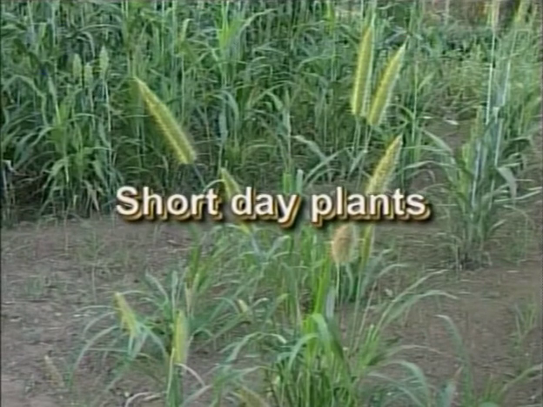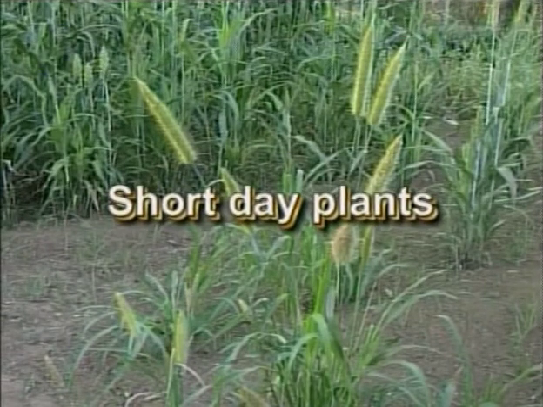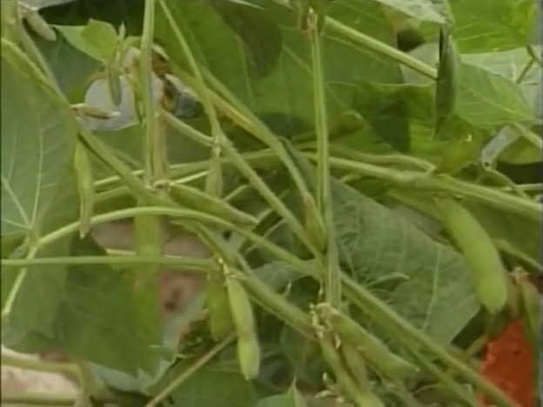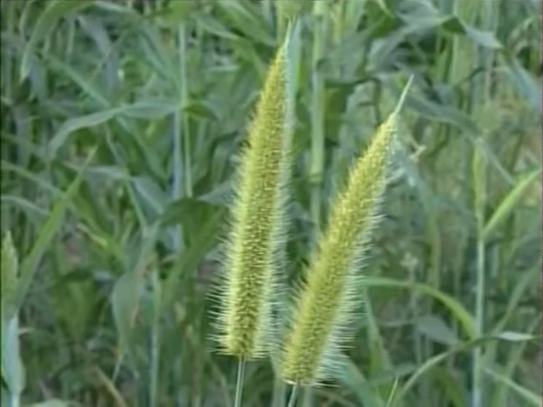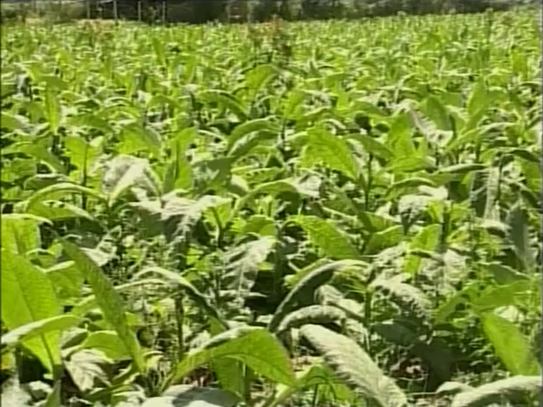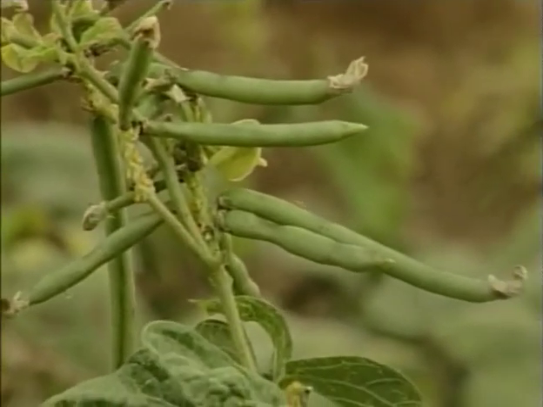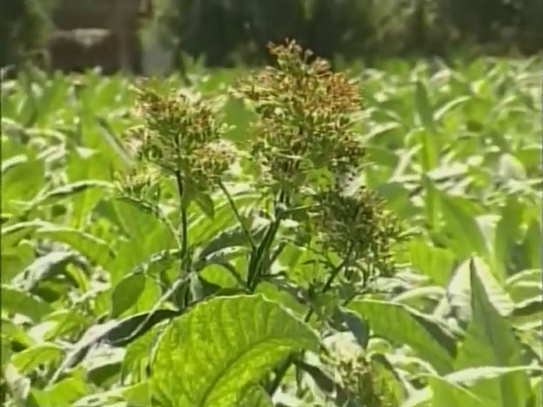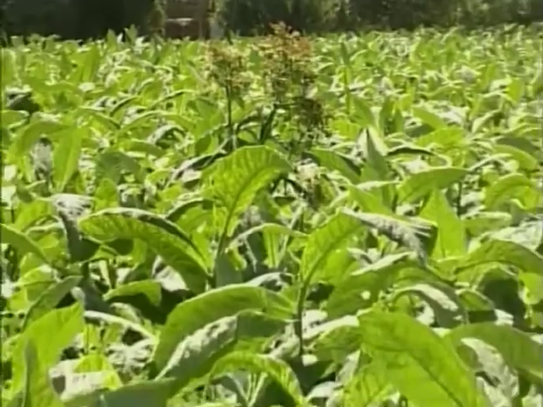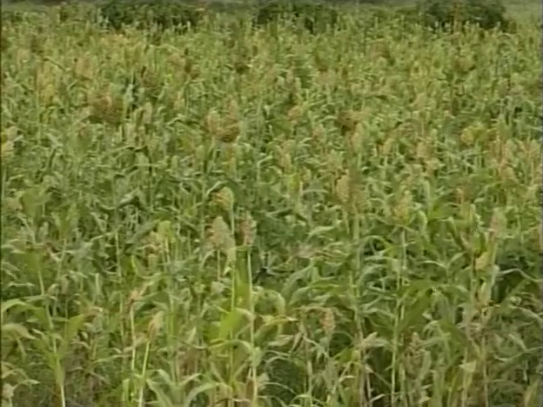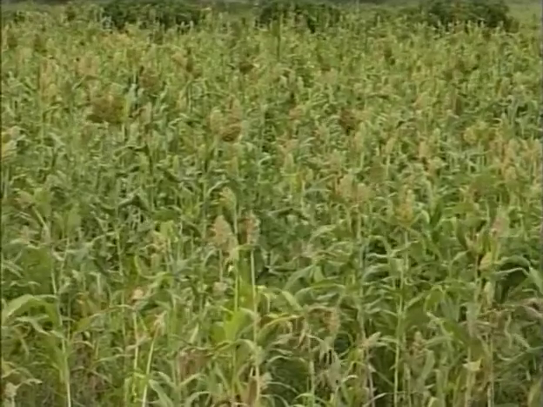Short day plants. Plants like soya bean, jowar, millet, paddy, tobacco, and green lentil need more than 12 hours of night and 8 hours of adequate sunlight for flowering. Plants belonging to this category are sown in the Kharif season.